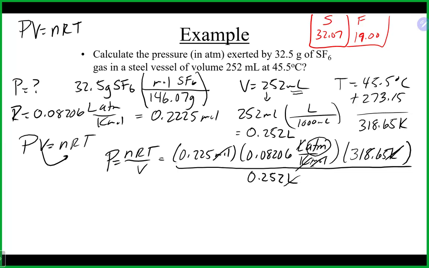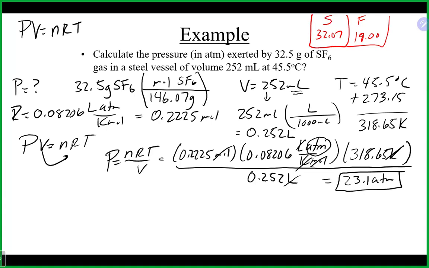Putting in our number, I think I lost a 2 there, so I'm going to pop my 2 in there. 0.2225 times 0.08206 times 318.65 divided by 0.252 is going to get us 23.1 atmospheres in terms of our pressure in this case. Any questions on that?